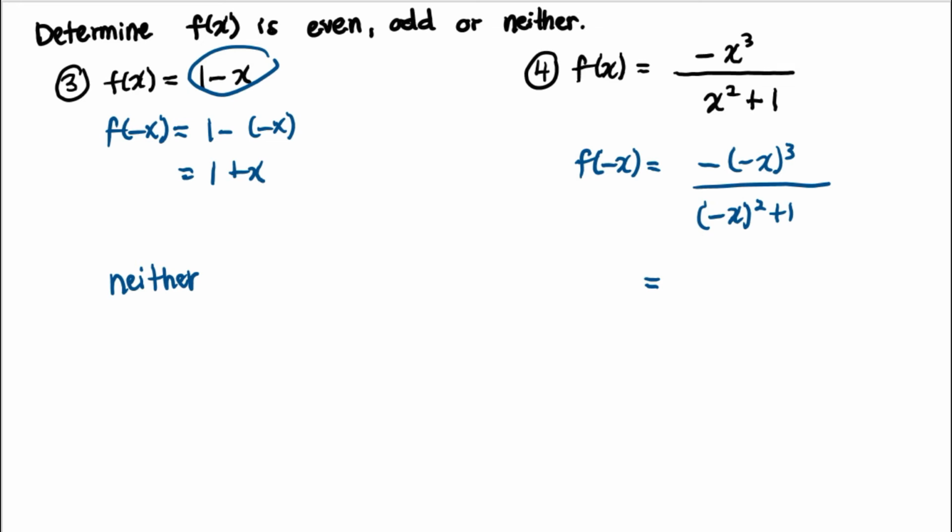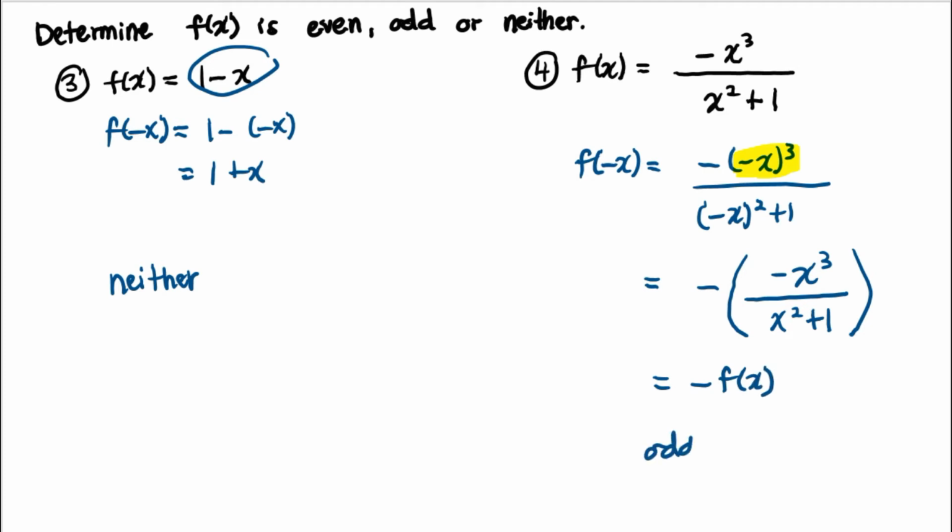I just bring this negative in front here, and I'll have a negative x to the power of 3 when I expand this part. Now the one at the denominator will become x squared plus 1. So we should know that this is actually written as a negative of f(x), therefore this is an odd function.